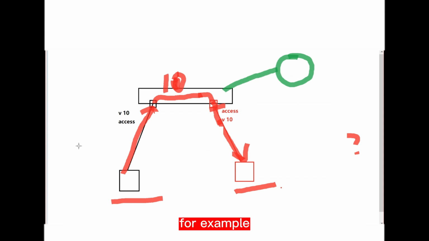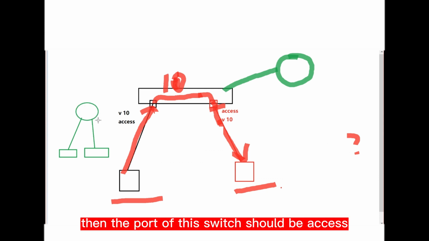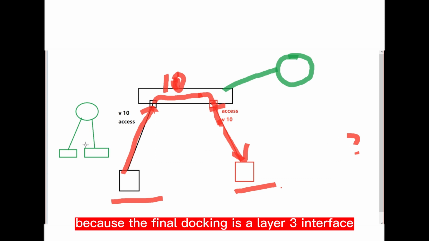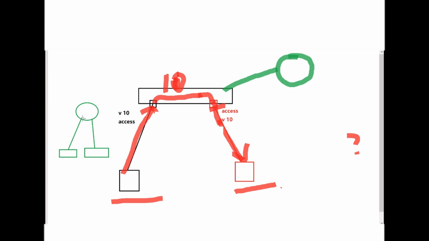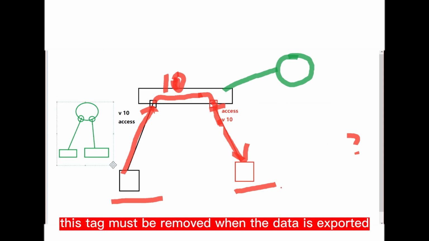for example, this is a switch. This is also a switch. A router is connected to the switch. Then the port of this switch should be access, because the final docking is a layer 3 interface. A layer 3 interface does not know VLAN, so you have to make sure this tag is removed when the data is exported.